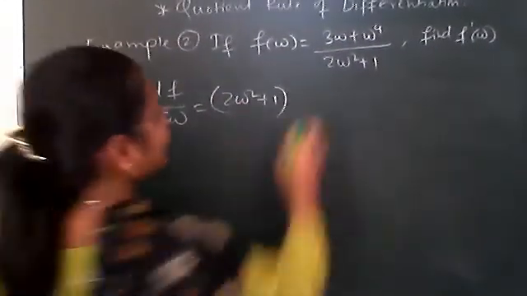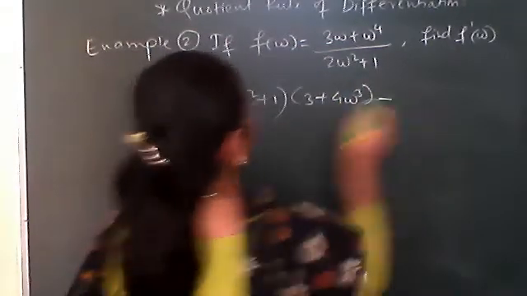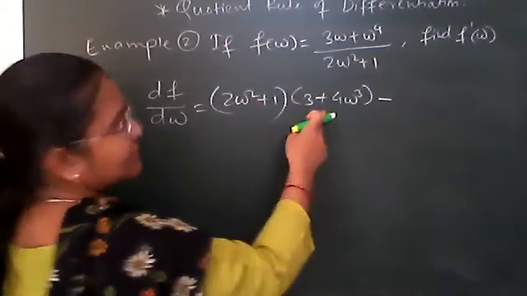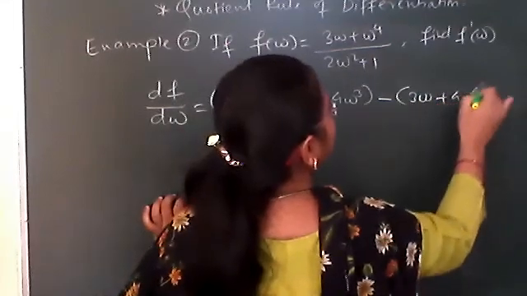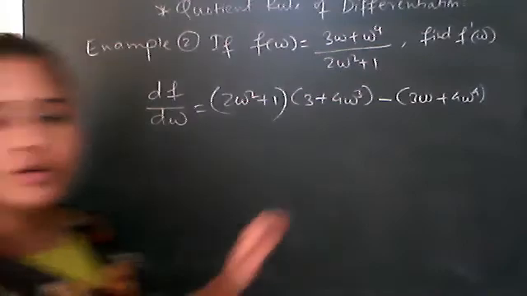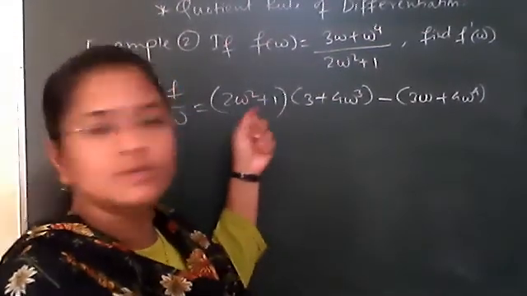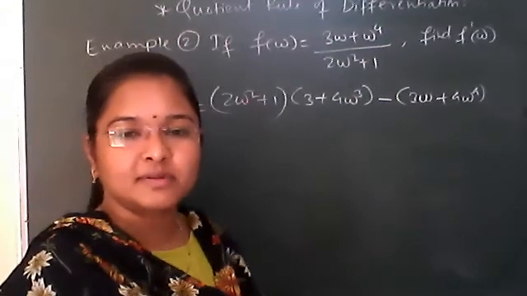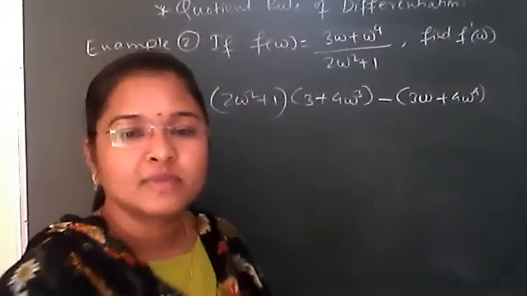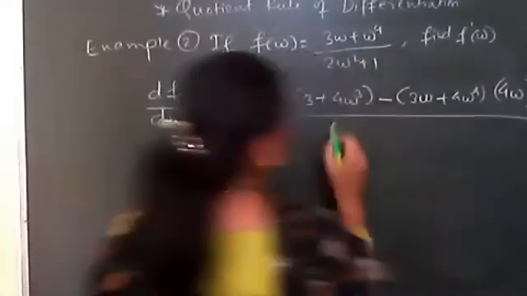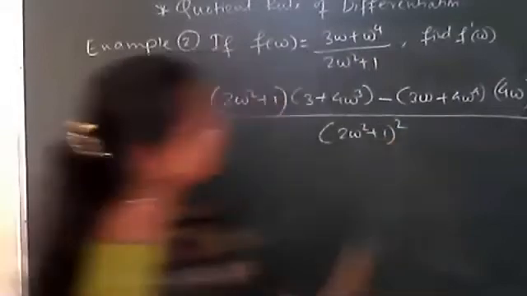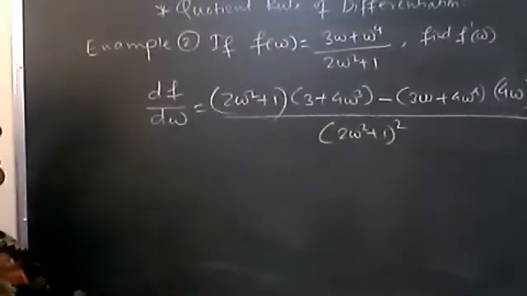So it will be 3 plus 4w cube, minus second function constant, derivative of first function. Now first function constant 3w plus 4w raised to 4 into what? What is the derivative of 2w square plus 1? 4w. Yes, 4w plus 0. Okay, derivative of 1 is 0. Whole thing divided by 2w square plus 1 whole square. Okay. So any doubt in this?